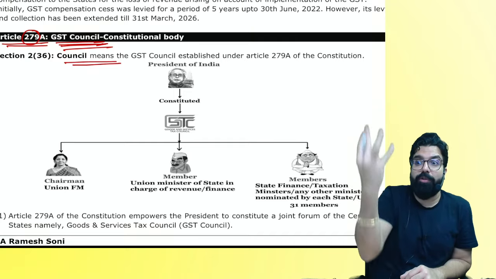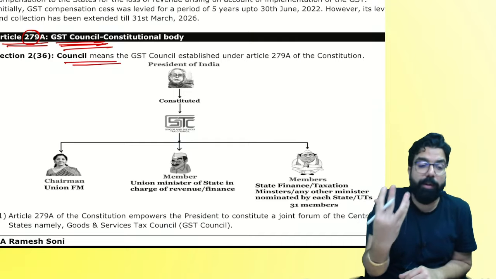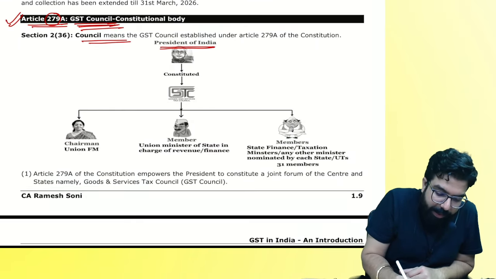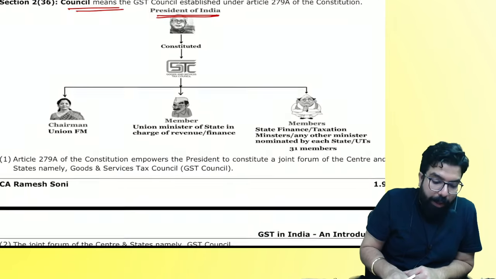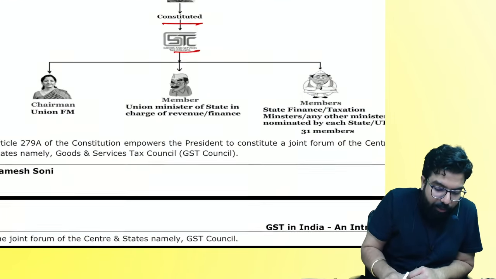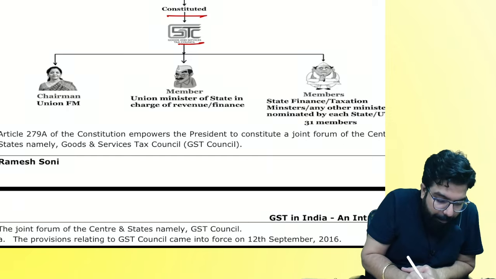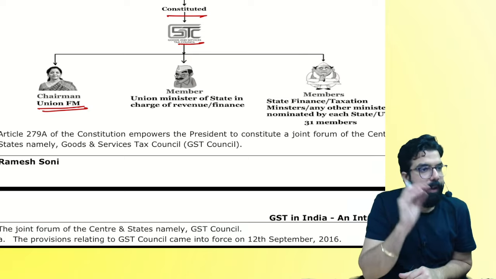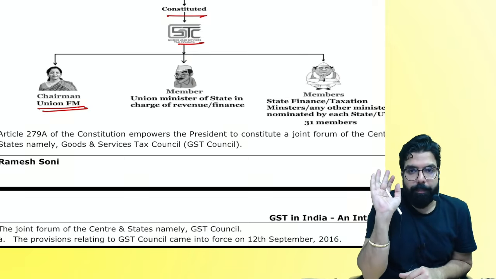So under the Constitution of India, one council was formed, which is the GST council. Mr. Pranab Mukherjee was the President of India at that time. Now he constituted the GST council, wherein how many members? Union members. Miss Nirmala Sitharaman is there. She is the chairman of the committee.